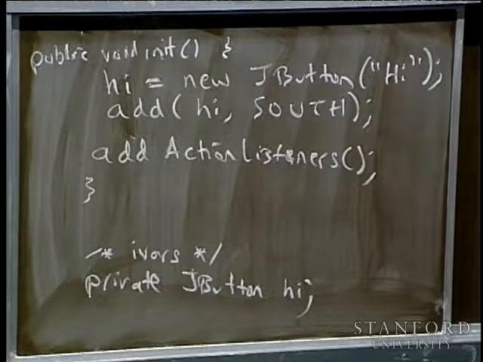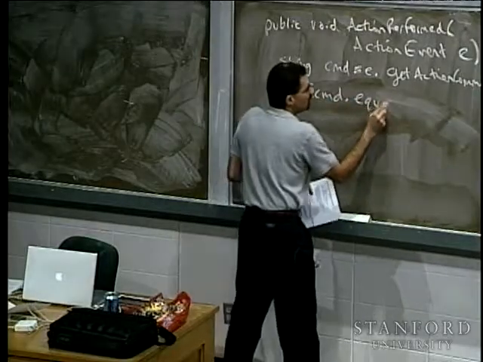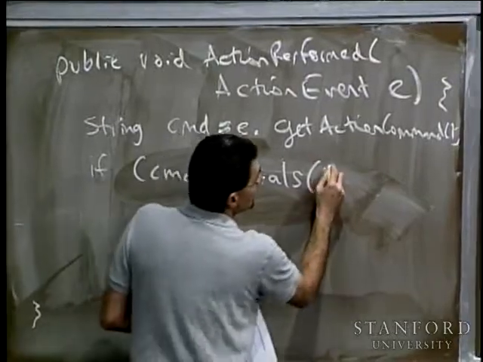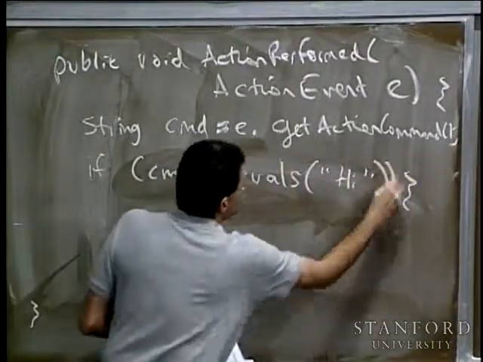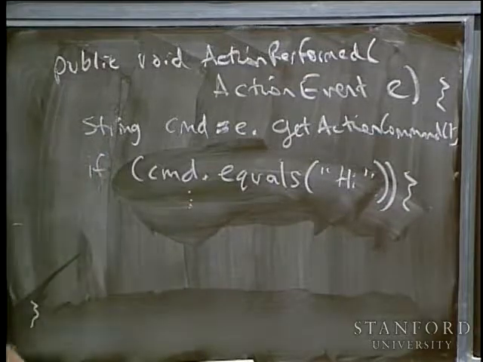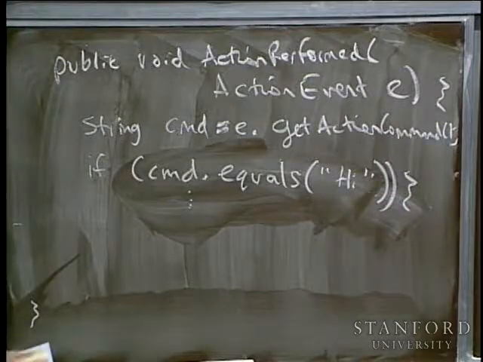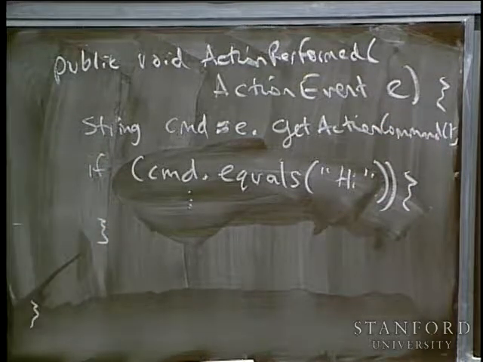Then I could say something like if command dot equals, and the name of the particular button that I created over there happens to be hi. If it happens to be hi, then there's something I want to do, like maybe print something on the screen or whatever the case may be. That's one way I could write this, and this is the classic way that you've seen it written before. That's the way you saw it last time.